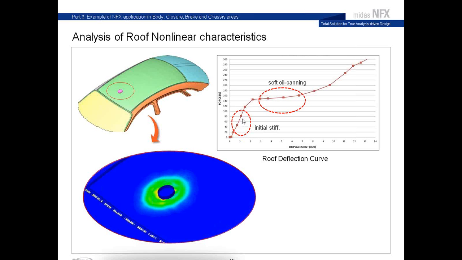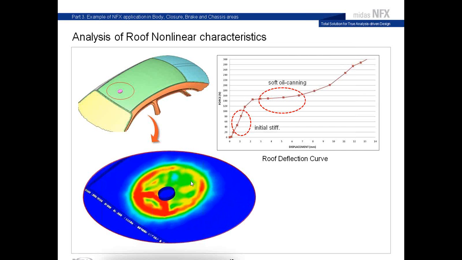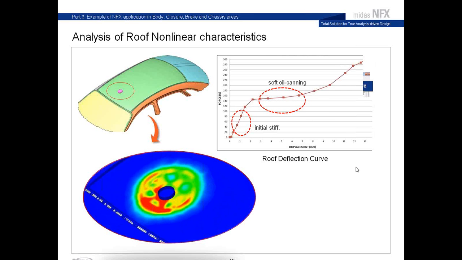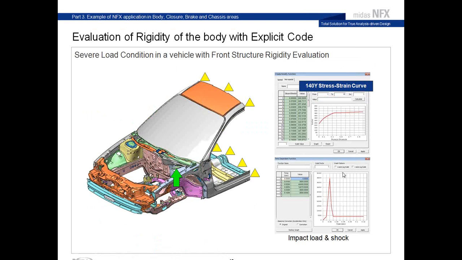And you see here the curve. You have the initial stiffness, which is conserved, but when you reach this point you have a softening, so it's kind of dangerous for the roof, as it will make big deformations.